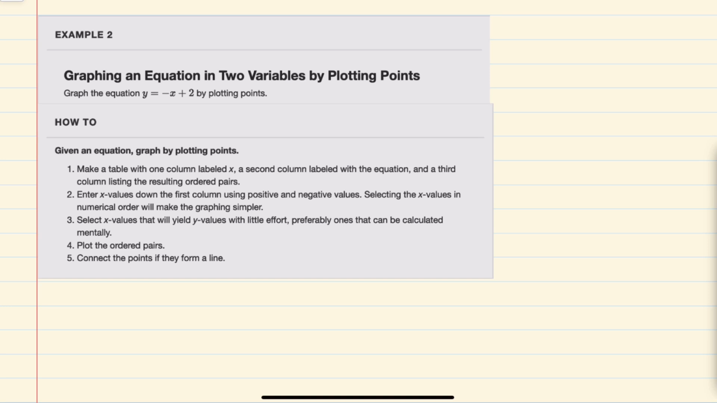And we're asked in step 1 to create a table with 3 columns. The first column is labeled x. The second column is labeled with the equation, so y equals negative x plus 2. And then the third column is labeled as the ordered pair, x, y.